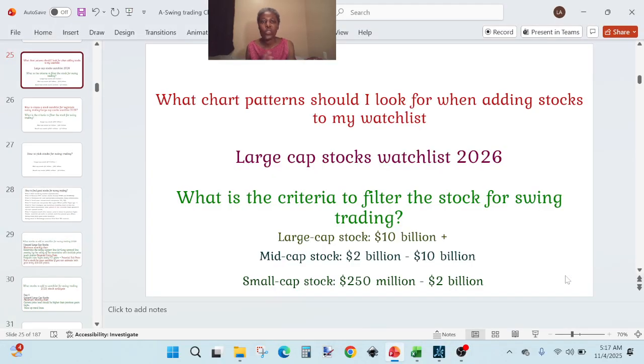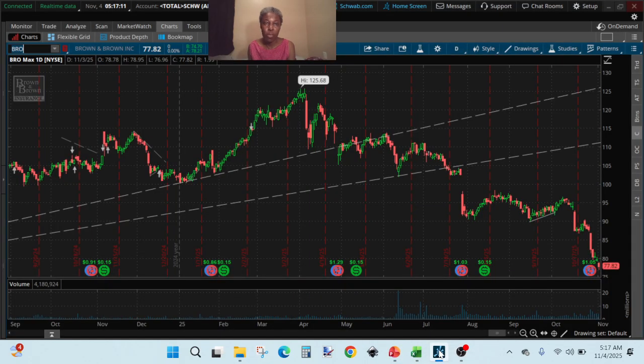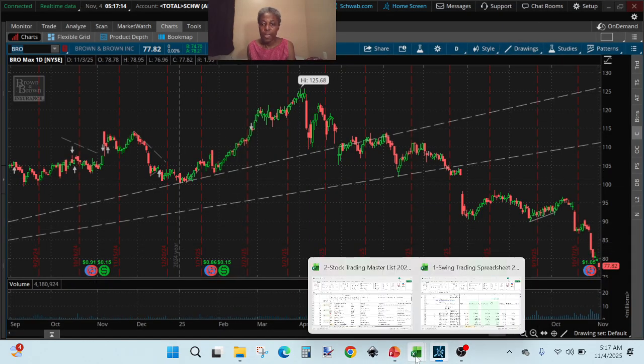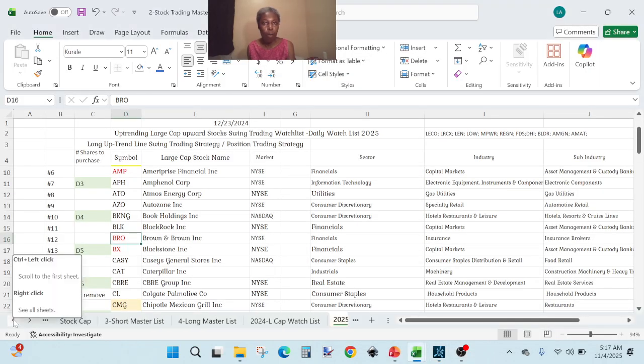What chart patterns should I look for when adding stocks to our watch list? Depending on your strategy, we are using a long uptrend and swing trading strategy. Therefore, with that strategy, you want to be looking for an upward or uptrending chart to work with.